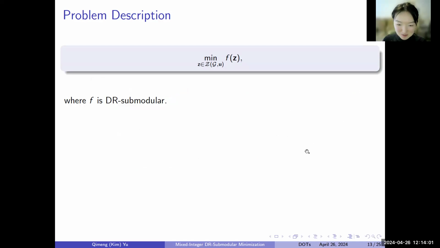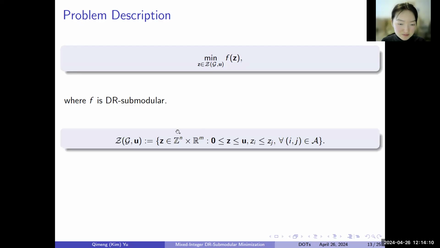Now let me formally state our problem and get into the technical details. We minimize any DR-submodular function f over a set called Z G U. As promised, this is our feasible set, and our decision variables z are indeed mixed integer. They are box constrained, which is consistent with the literature. And we include possibly additional monotonicity constraints.